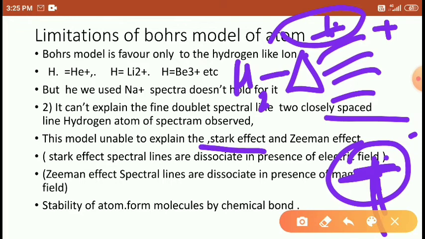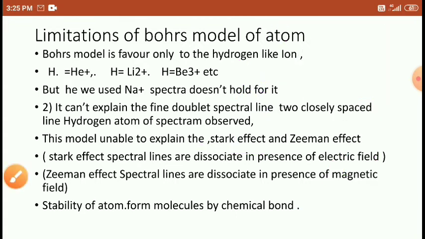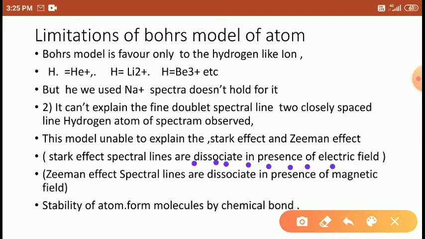He could not explain why the spectral lines are split in the presence of a magnetic field, called the Zeeman effect. He could not explain why the lines are split in the presence of an electric field, called the Stark effect. Right, friends? So the Stark effect means the lines are split in the presence of an electric field. In the Zeeman effect, lines are split in the presence of a magnetic field.